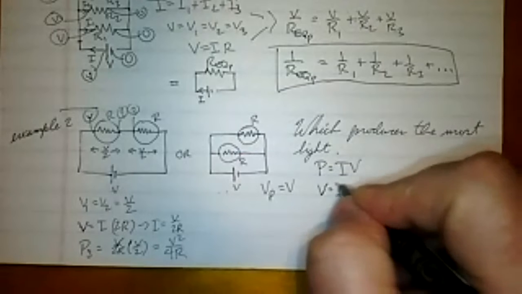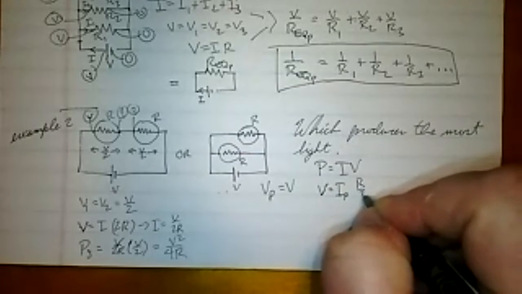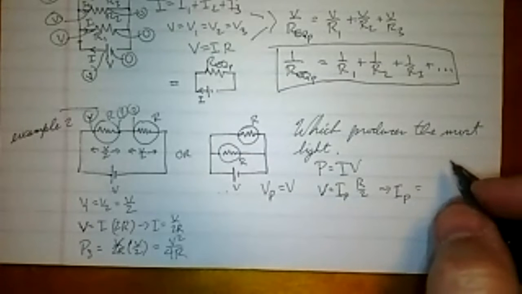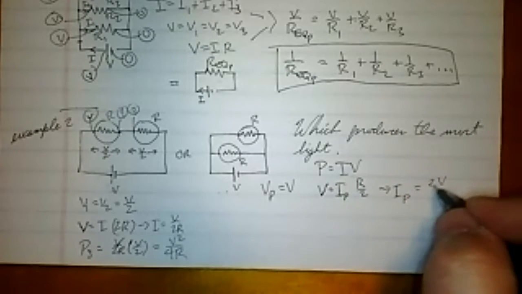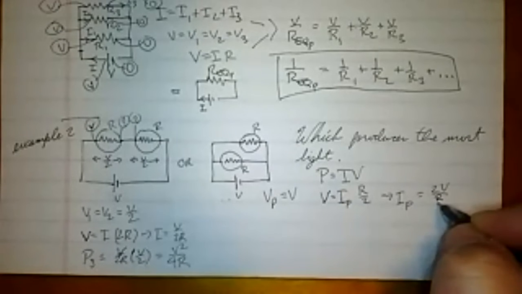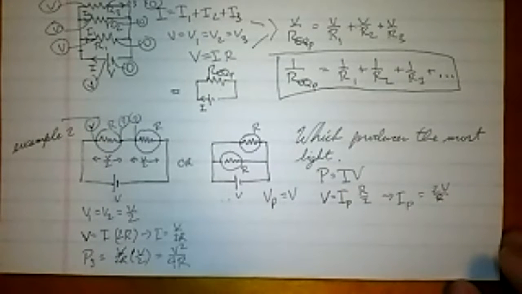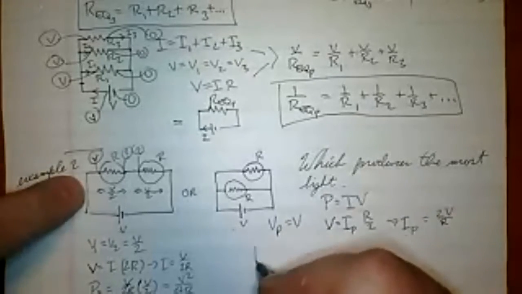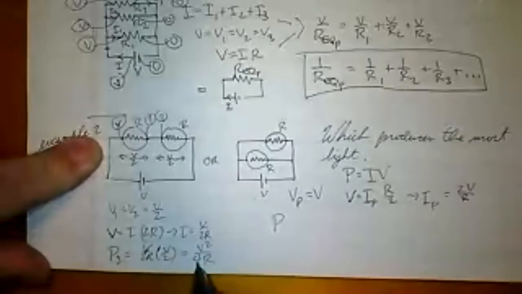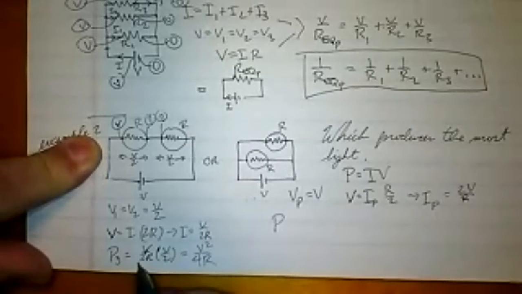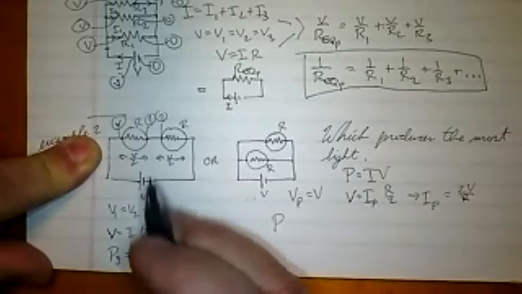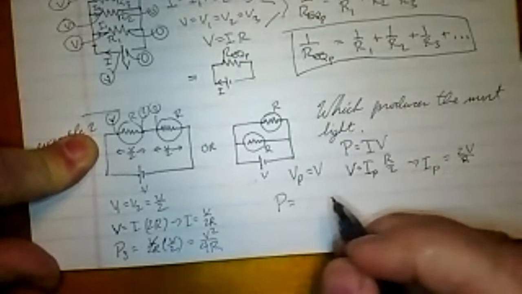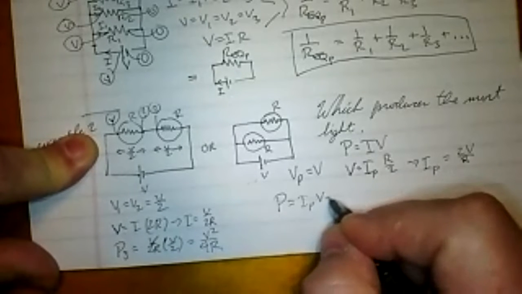So V is going to be I parallel times R over 2. So we can see that I parallel would be, of course, 2V over R. Make sure my math is right there. Yes, I parallel is equal to V over R. So now I can compute P for these two guys. Now that's just one of them. So I'll just do one here since I only did one there. Otherwise, I need to put a 2 in front of it because I actually get this much power for each light. So this is going to be P is equal to I parallel times V.